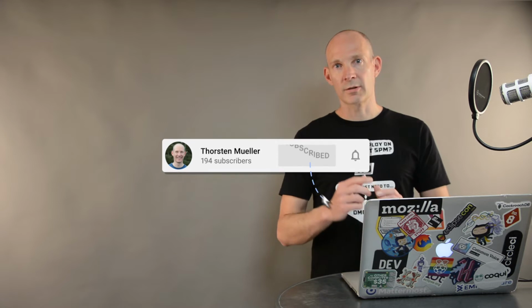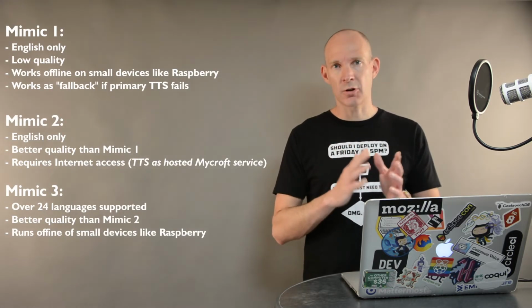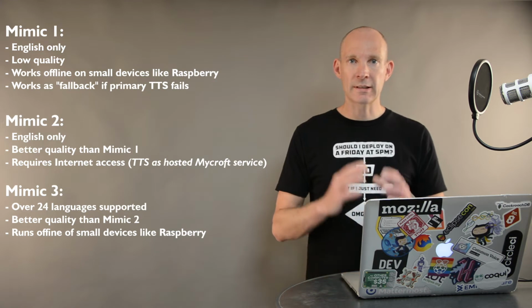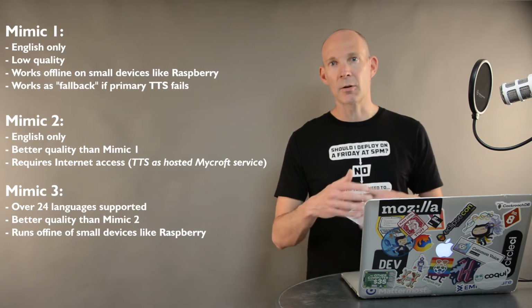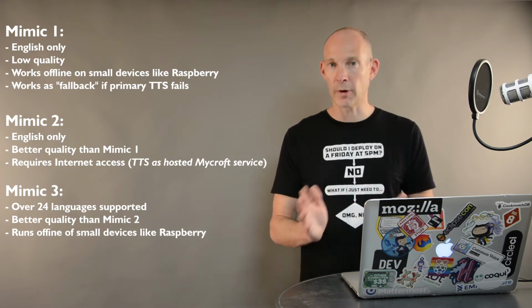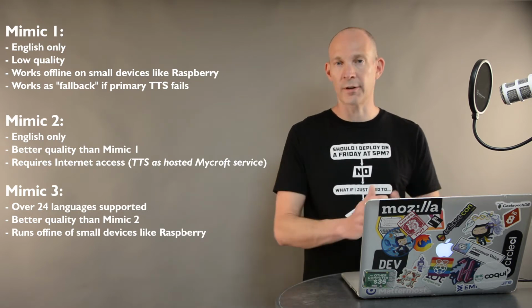And the first version of Mimic works on devices, even on small devices like a Raspberry Pi, which is great. But the quality is, let's be honest, it has lots of room for improvement. So it's not comparable at all with the cloud-based voices. But it can still be used as some kind of fallback, even in Mycroft Voice Assistant. So if the primarily configured TTS method is not available for whatever reason, Mimic version 1 might be the fallback if it's compiled for usage on device.